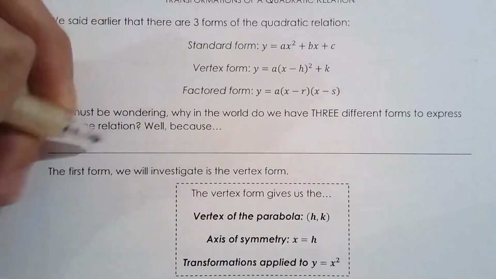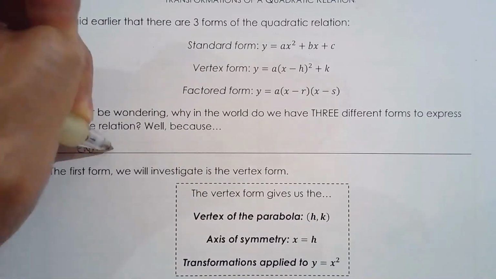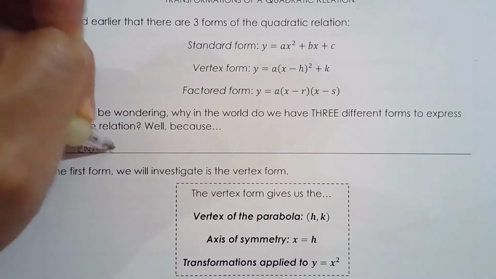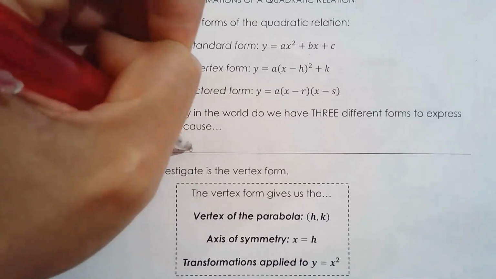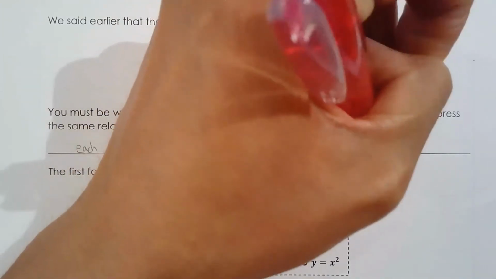Because each different form gives us new information about the quadratic relation.